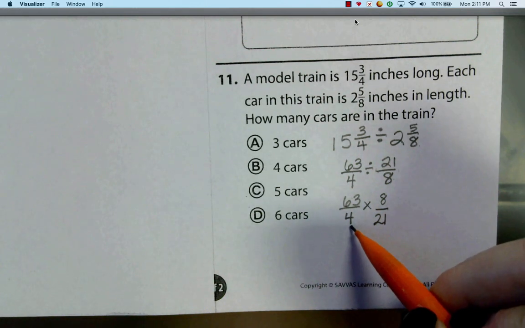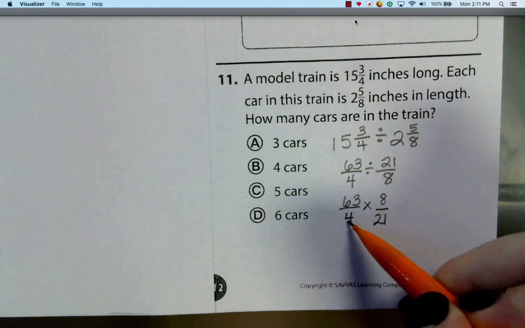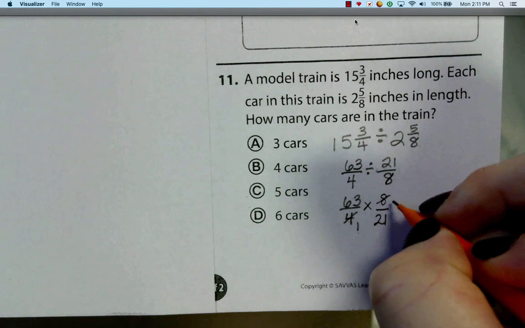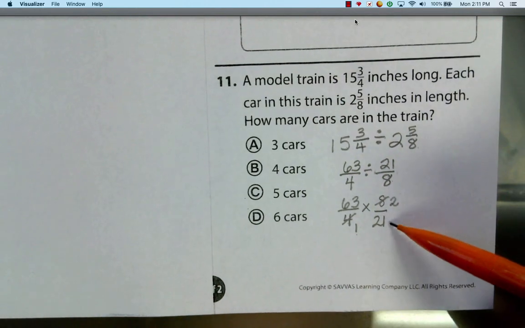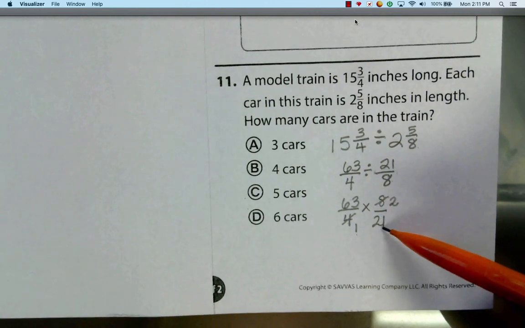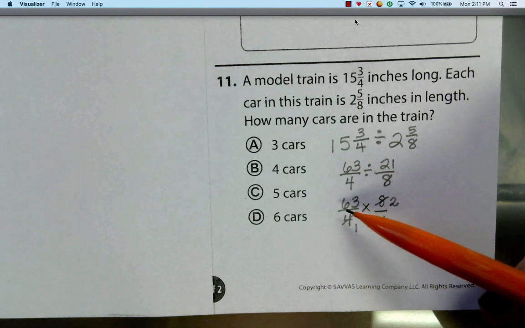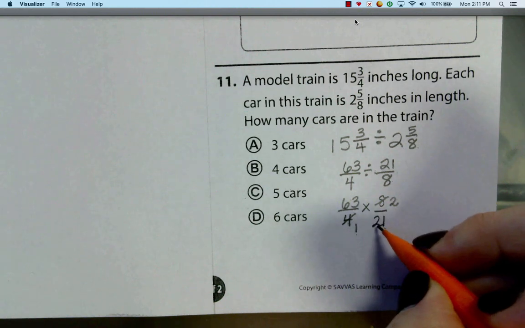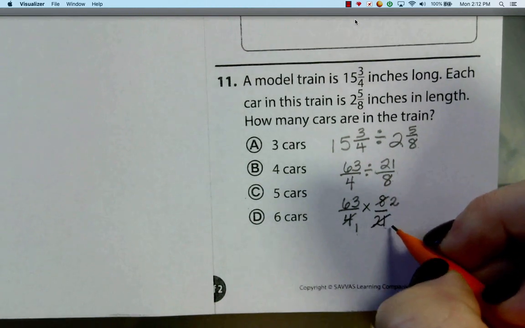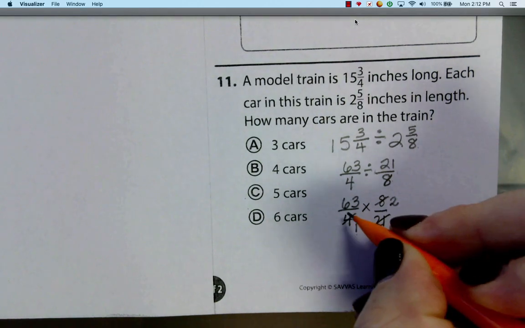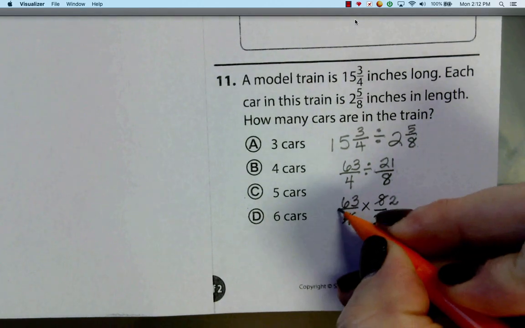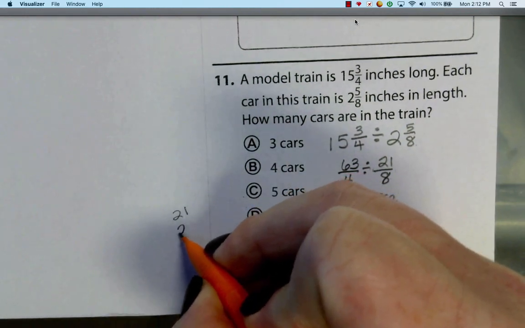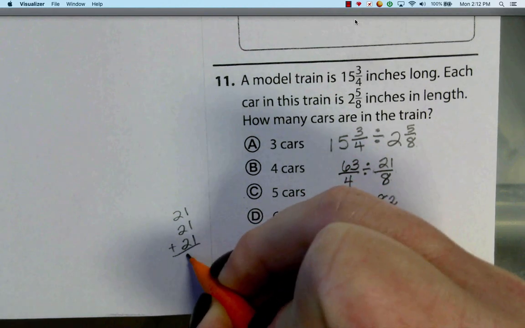Well, first of all, we know that 4 is a factor of 8, and it's also the greatest common factor of 4 and 8. So we can divide by 4, 4 divided by 4 is 1, and 8 divided by 4 is 2. And now 21 and 63 are compatible because 21 is actually a factor of 63, and 21 is the greatest common factor of 21 and 63. So if I divide 21 by itself, I get 1. And I know 63 divided by 21 is 3. Here's why: 21 plus 21 plus 21 gives me 63.